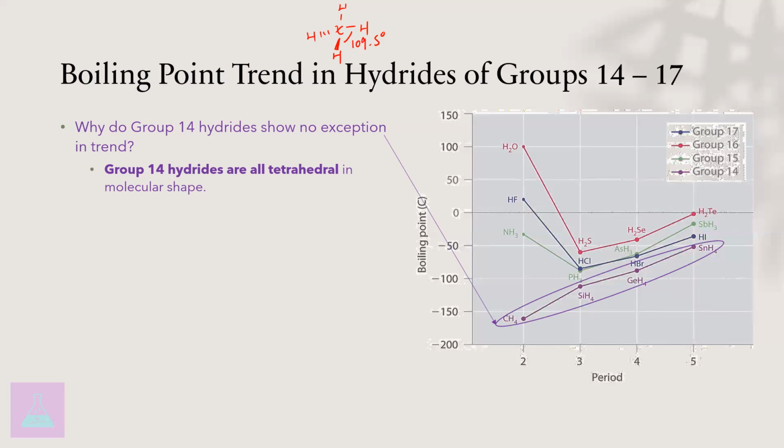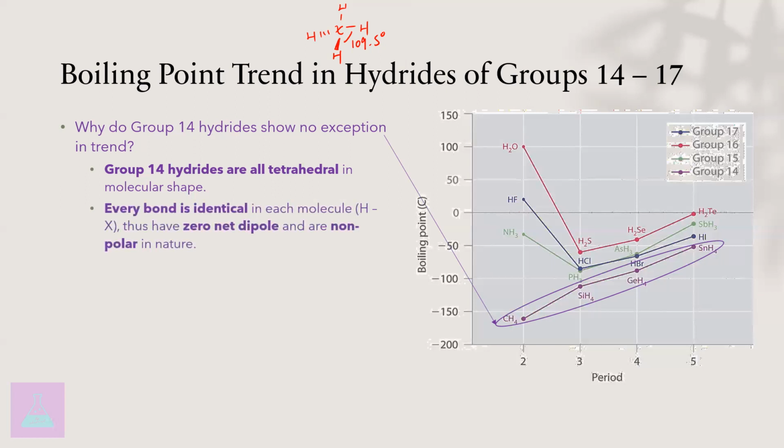The main thing is that because they are all tetrahedral in shape, and because all the bonds are the same in each molecule, you have an equal dipole created in each of the 4 directions. As a result, because of these identical bonds, there will be a cancellation of dipoles. So overall, there will be a 0 net dipole, and therefore all the group 14 hydrides are non-polar in nature.